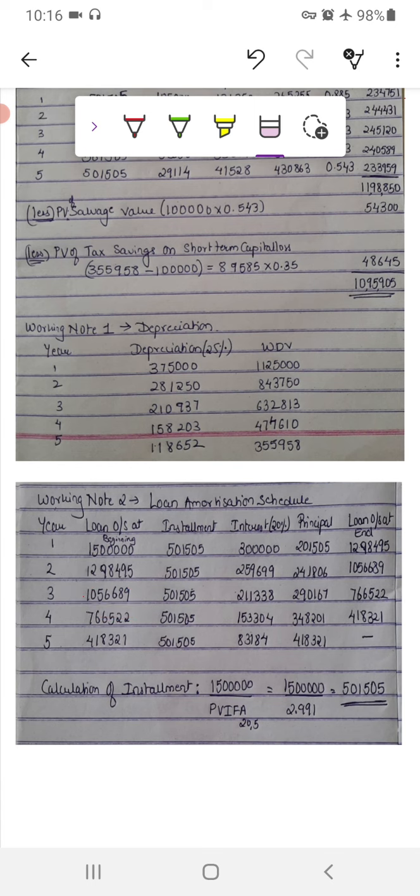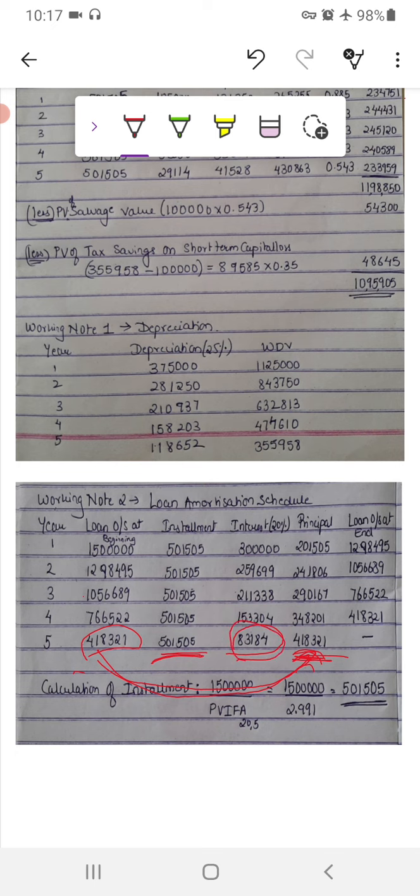Now in the last year what happens is, normally you have the loan at the end of the fourth year, that becomes the loan at the beginning of the fifth year. So the procedure remains the same. First you have the installment is fixed, which is 5,01,505. Now here you need not calculate interest first, because you know it is the last year. That means whatever is the loan amount, that itself has to be repaid. So the entire amount has to be paid. So principal would be whatever is your loan outstanding at the beginning of the last year, the same thing would be your principal repayment. And installment is 5 lakh, out of which principal repayment is 4,18,321.